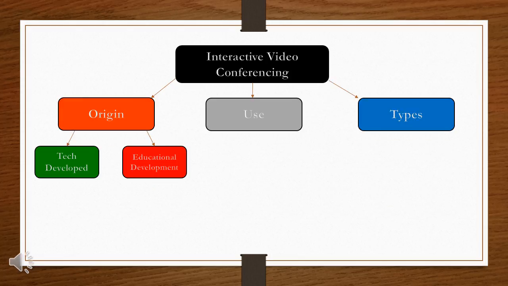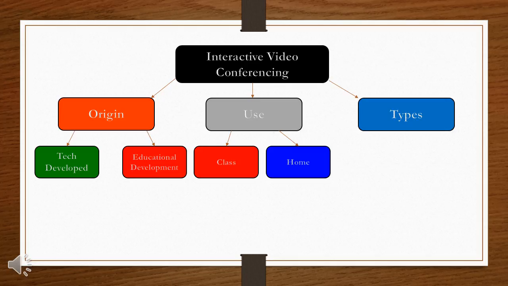In slide 4, I continued the origin subtopic. I chose green for tech development because it reminded me of nature, which is constantly developing. Here I'm going to talk about the technological origins of video conferencing. I chose red for the educational developments because it reminded me of an apple, which we associate with teachers. Here I will discuss why and how video conferencing was originally introduced to the field of education.